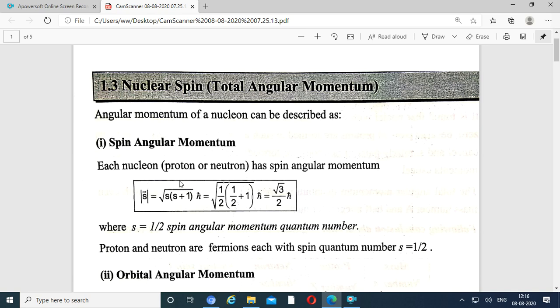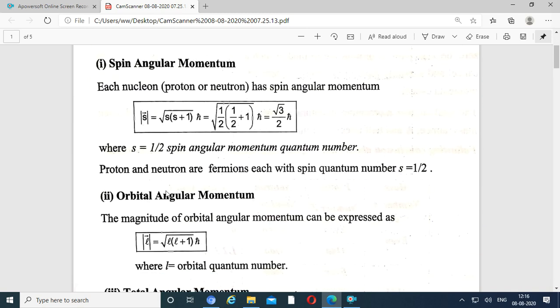Each nucleon, whether it is a proton or a neutron, has spin angular momentum of magnitude s equals √(s(s+1)) ħ equals √(1/2(1/2+1)) ħ equals √3/2 ħ, where s equals 1/2 is the spin angular momentum quantum number. Each proton and neutron is a fermion with spin quantum number s equals 1/2.